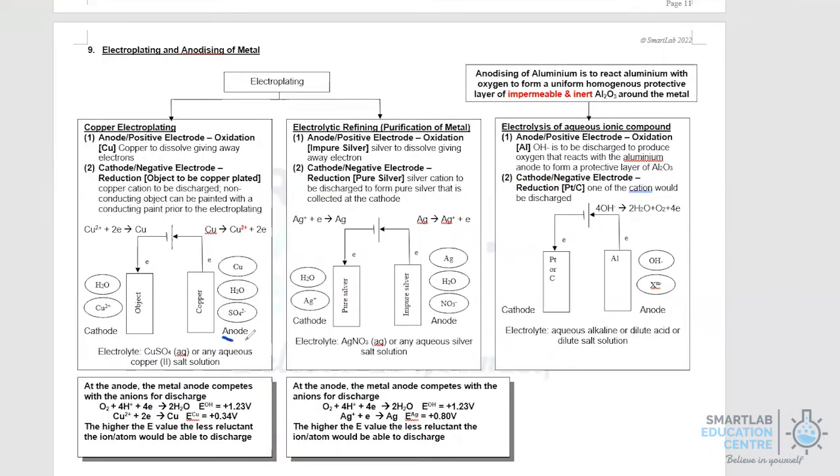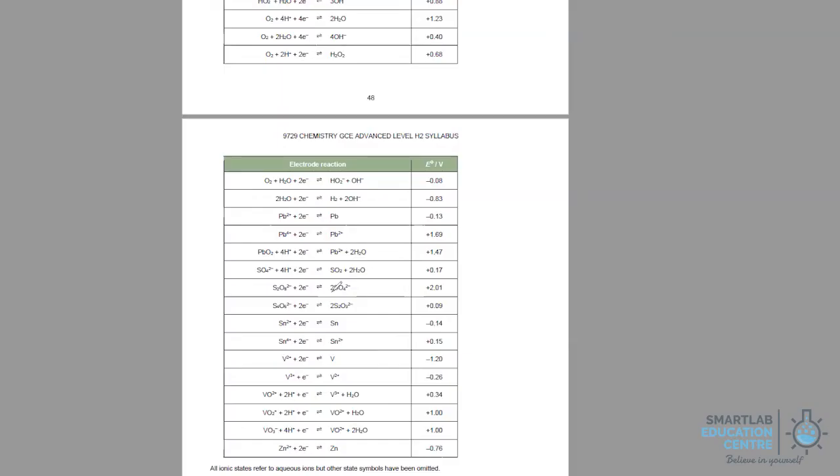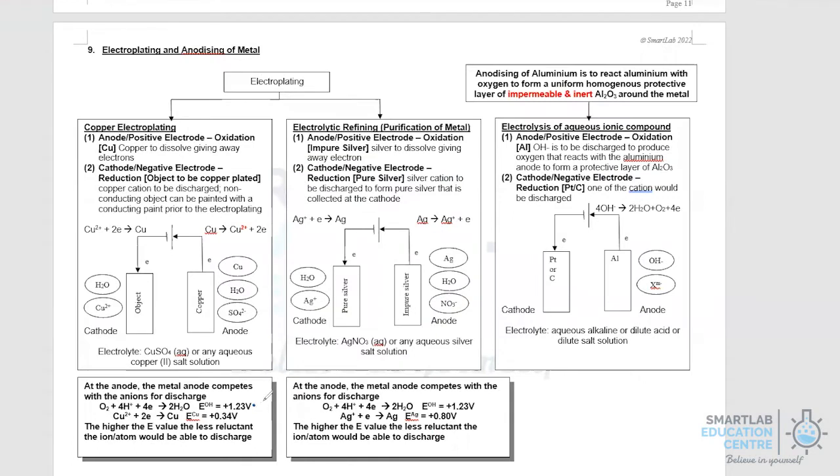Let's take a look now at the anode for electroplating. In the case of the anode, you will have sulfate, water, and your copper. We'll first rule out sulfate. Sulfate is ruled out because its E value is highly positive relative to the other two. In this case, sulfate going to peroxodisulfate will have a standard electrode potential value of 2.01 volt, while water oxidizing to oxygen will be 1.23, and copper going to copper 2 plus will be 0.34.